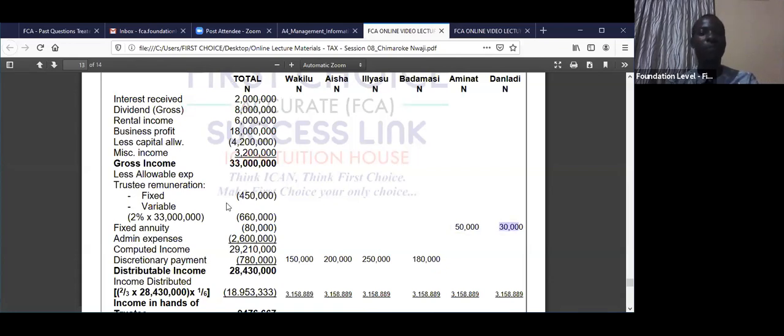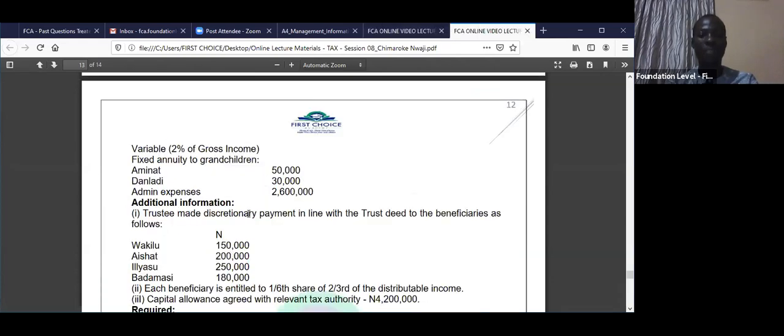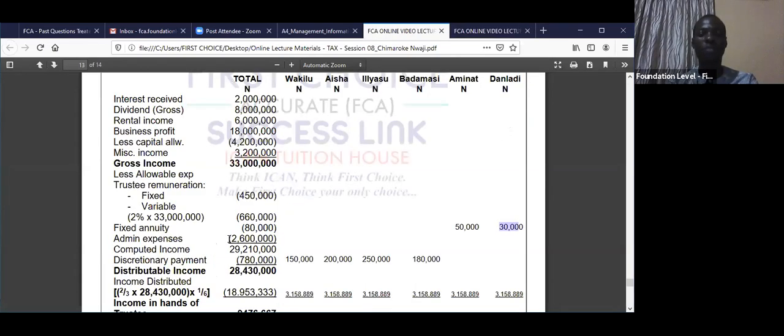Then when we finish that, the next thing we see again was admin expenses of 2,600,000. Admin expenses, 2,600,000. So what you now do, you say this gross income less all of these will have computed income of 29,210,000. This is our computed income, similar to what we call our assessable profits.